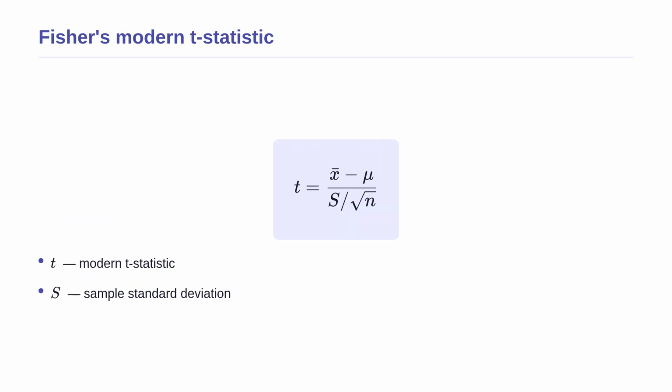Since we do not know the true population spread, we must adapt our approach. To solve the problem of the unknown population spread, we replace the true standard deviation with our best guess. We use the sample standard deviation, denoted by the symbol S. This brings us to the modern formula for the t-statistic, denoted by t. Here, we take the difference between our sample mean and the claimed population mean and divide it by the standard error. The standard error is the sample standard deviation divided by the square root of the sample size. Because S is just an estimate and can vary from sample to sample, the resulting value is no longer perfectly normally distributed. This is the exact formulation that Fisher rigorously defined.